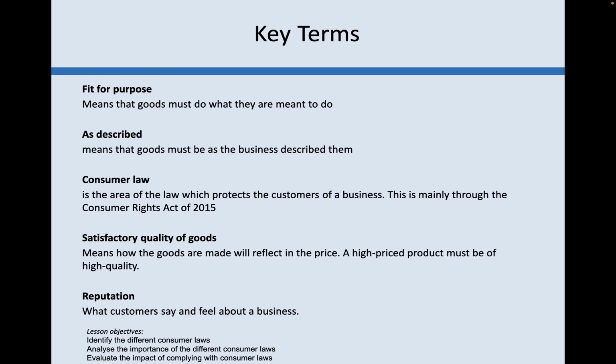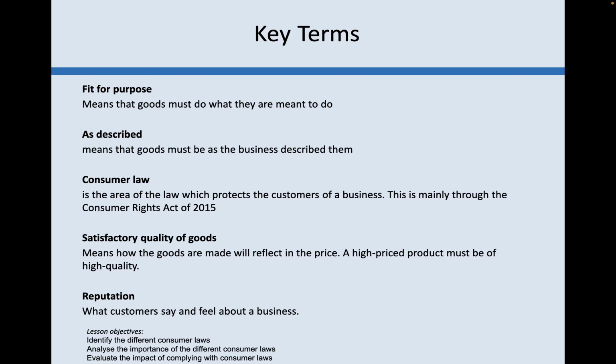It also should be as described. So if you buy a red jumper and then when it arrives it's blue, again, that is not as described and you can return. Consumer law is a specific part of the laws that protects us as customers when we're purchasing from a business. Satisfactory quality of goods means that when we're buying something, it should be of fair quality.